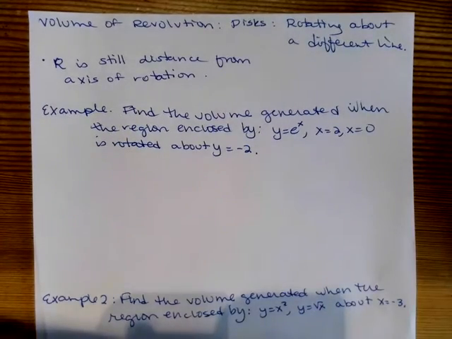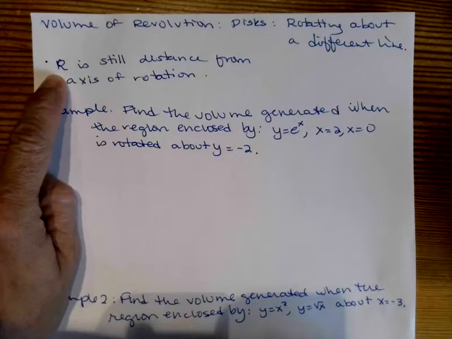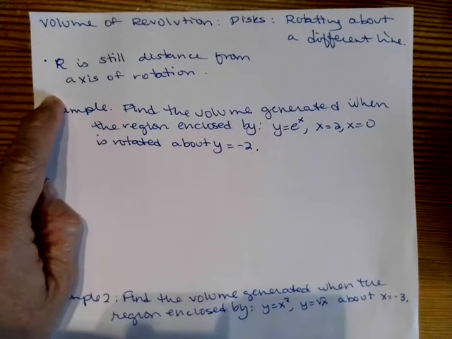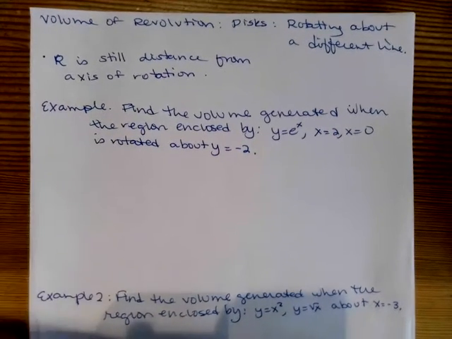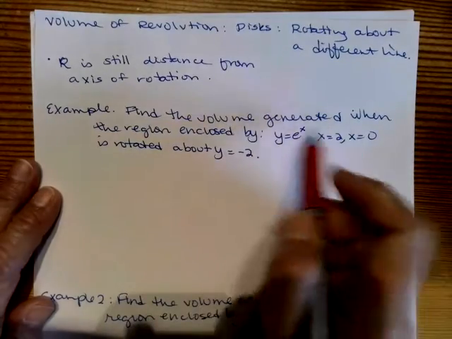So I wanted to show you a couple of examples of when we want to rotate a region about something other than the X or Y axis. Our idea of R and little r are both still going to be the distance from the axis of rotation, so we'll just have to keep track of how far those r's are from the line we're going to spin around.